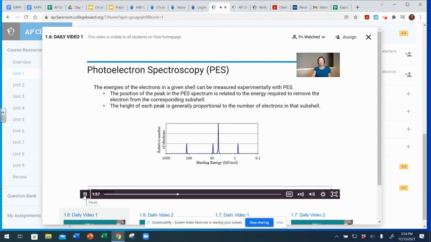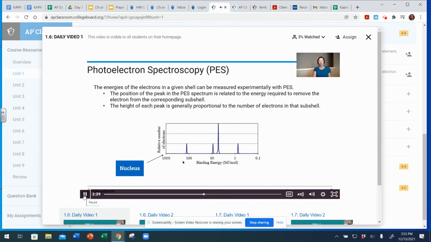All right, so let's take a look at an example of a PES. So this example of a spectra here, you can see on the x-axis we have the binding energy, which is measured in megajoules, and on the y-axis is the relative number of electrons. And so the placement on the x-axis indicates how much energy is required to remove that electron from a subshell, and the height of the peaks that you see here is proportional to the number of electrons that are in that subshell. Generally, when we read our PES, we think about the nucleus as being here on the far left, which means that this peak represents the electrons that are closest to the nucleus, and then this one would represent the electrons that are furthest away.